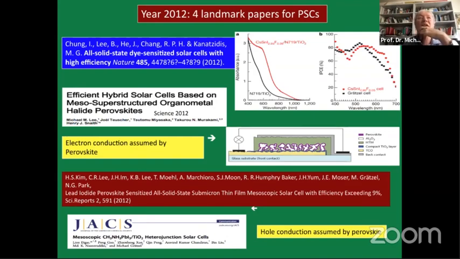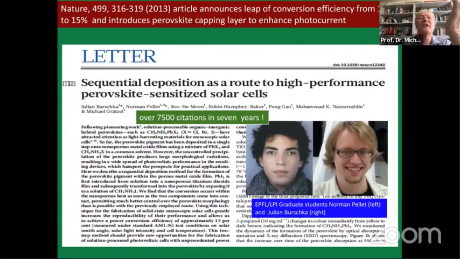One by Professor Kanatzidis in Nature, and he made a dye-sensitized cell, a real dye-sensitized cell with the perovskite as a whole conductor. He showed sensitization effects. And then this started a whole revolution in a way. And this is a paper we published soon after in Nature.